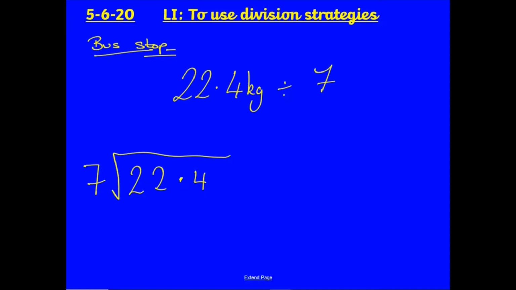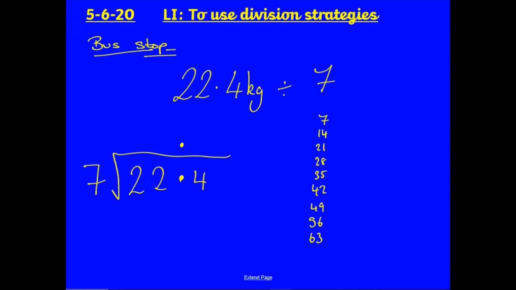Okay. First of all, I'm going to put in my decimal place so I don't forget that it needs a decimal place in there. And at the side here, if you need it, you can write your 7 times table. If you need that, write it down to help you. It is absolutely not a problem. Okay, so I am going to stop at times by 9 because I don't need to go any further than that. So how many times does 7 go into 2?